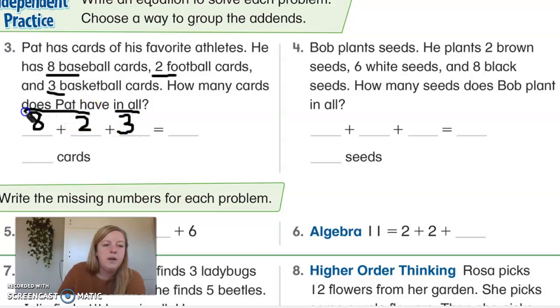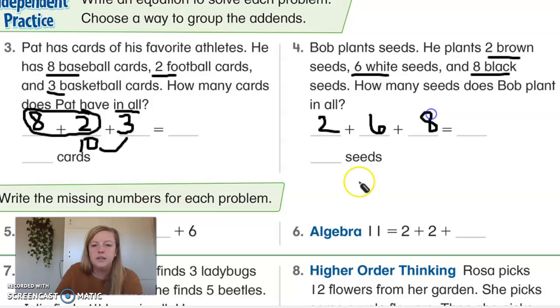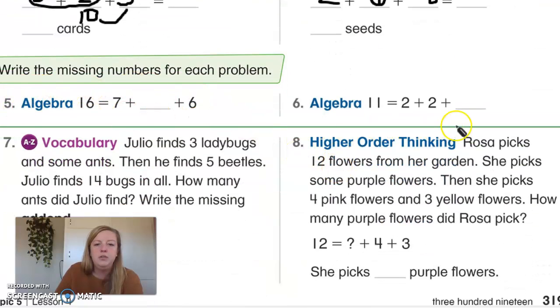Again, I would start by doing 8 plus 2. 8 plus 2 is 10. So then I would do 10 plus 3. Number 4, Bob plants seeds. He plants 2 brown seeds, 6 white seeds, and 8 black seeds. How many seeds does Bob plant in all? This one would be 2 plus 6 plus 8. Ooh, don't forget these 2 little ones in there.